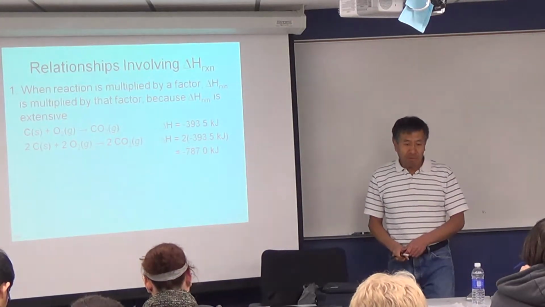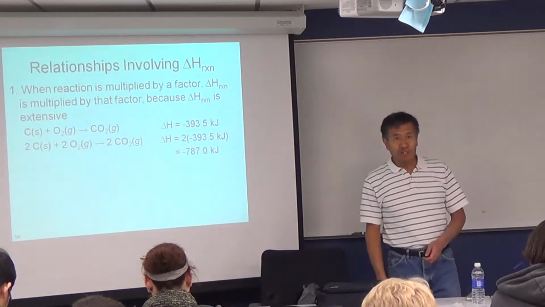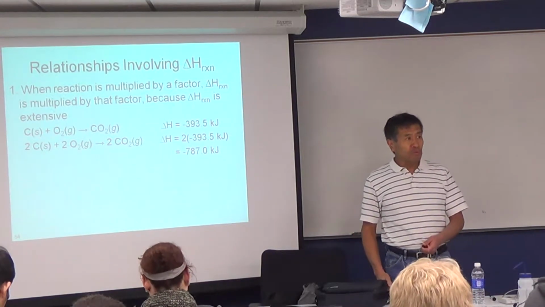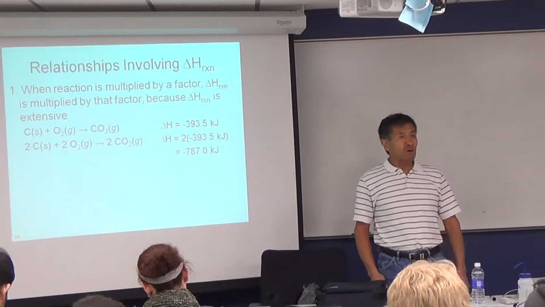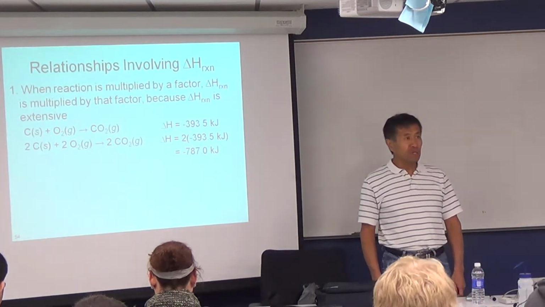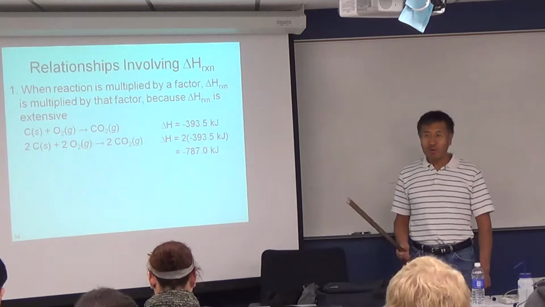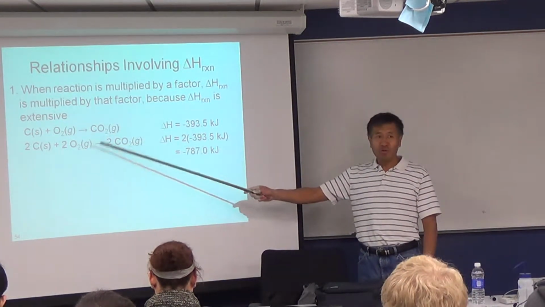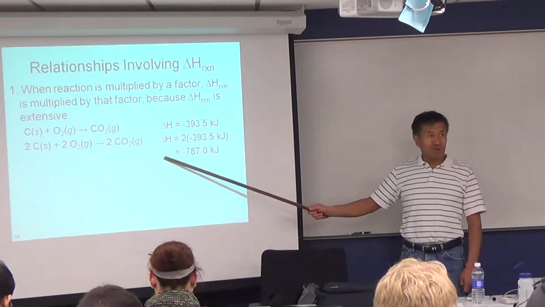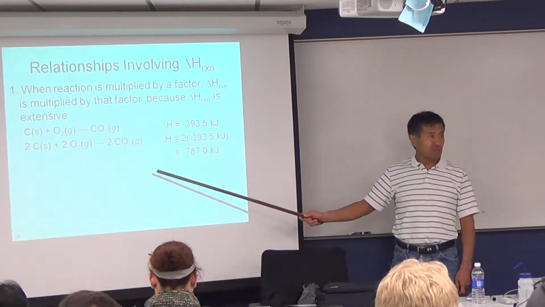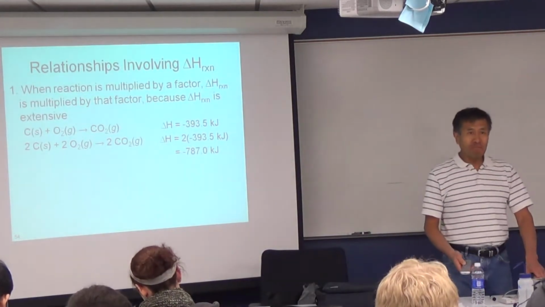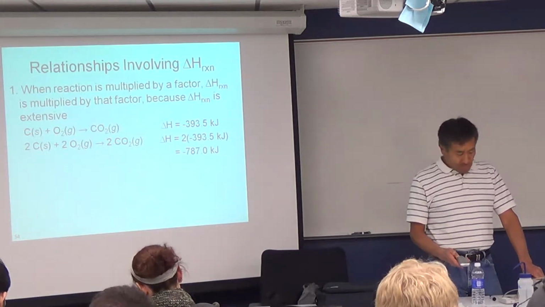And obviously multiply and divide are very similar. So instead of multiply by 2 or divide by 2, you can say I multiply by 1/2. That means it's the same as you divide by 2. Right? And if you divide by 2 or multiply by 1/2, you do the same for the delta H, and you will get half of the delta H. So this is a very, very important relationship.